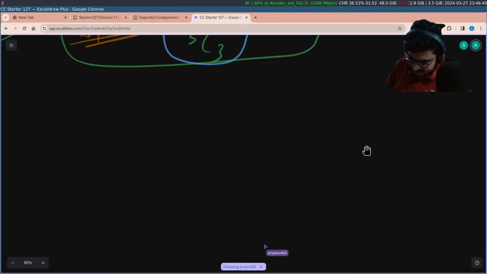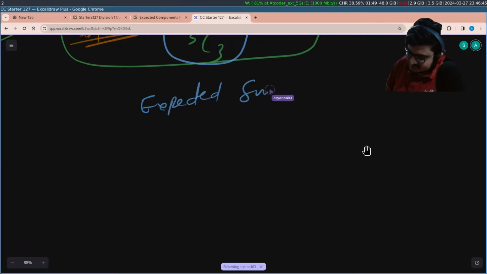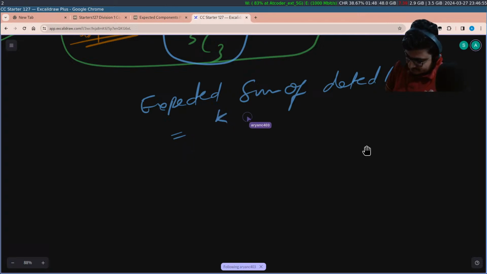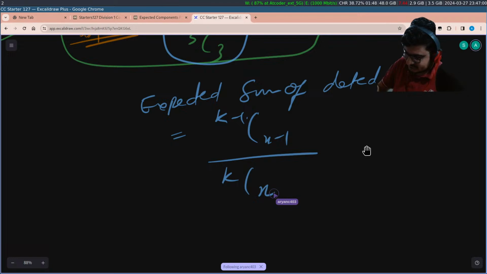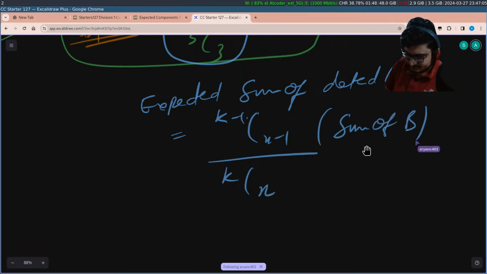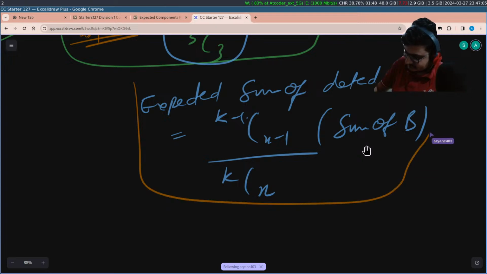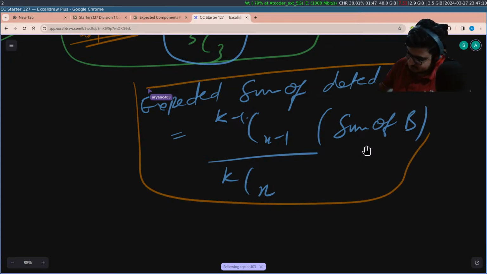So overall, the expected sum of deleted nodes is equal to (k minus 1 C x minus 1) over (k C x), into the sum of degree of black nodes.